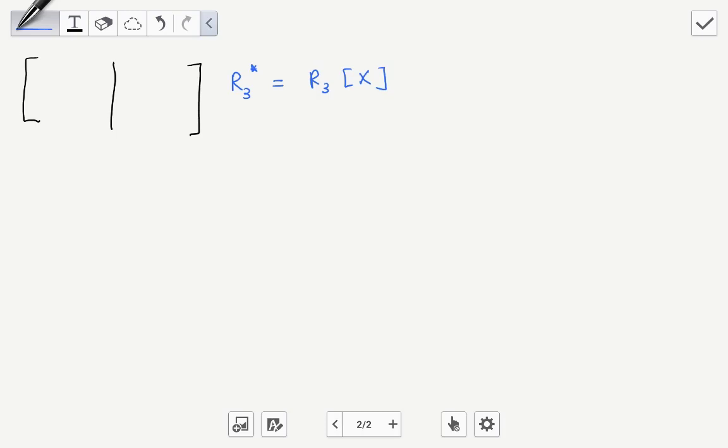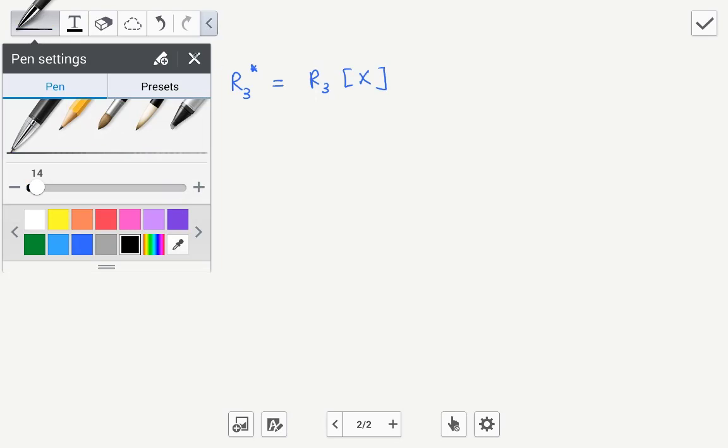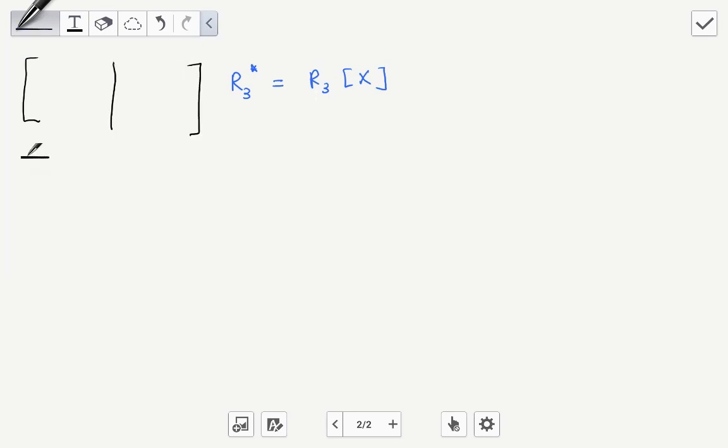So next, after row 3, the remaining 2 rows to become 0 would be row 1 and row 2. So the remaining operation is on row 1 and row 2. What are you going to do with row 1 and row 2? We are going to add or subtract, and this operation will be with row 3.